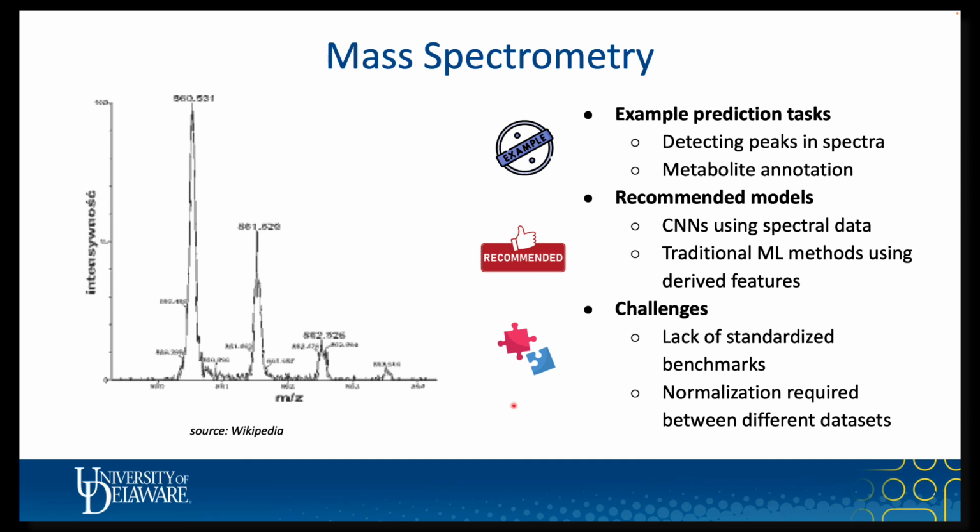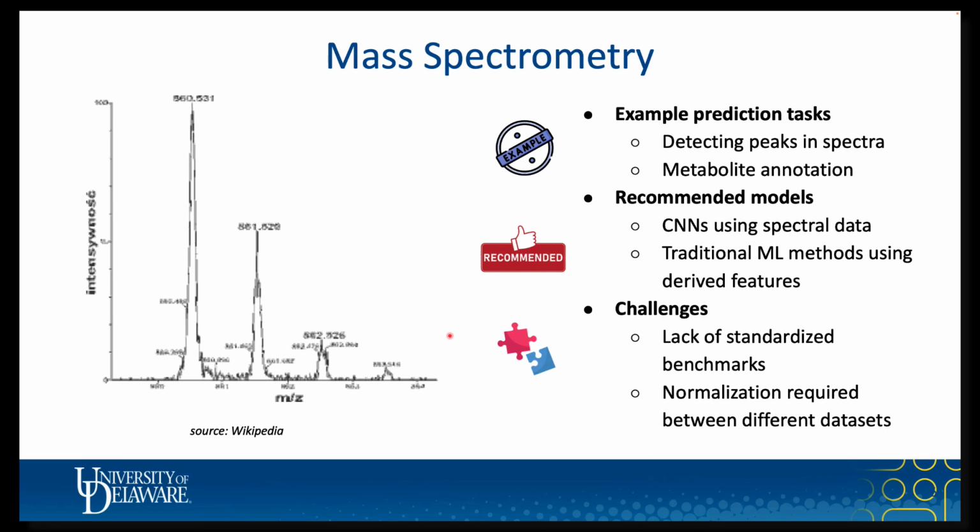In this case, a convolutional neural network can process the raw 2D mass spectra, or the images of the spectra, to detect and segment the peaks. Some of the challenges in mass spectrometry involve the lack of standardized benchmarks, that is, having high quality data sets to compare data with.